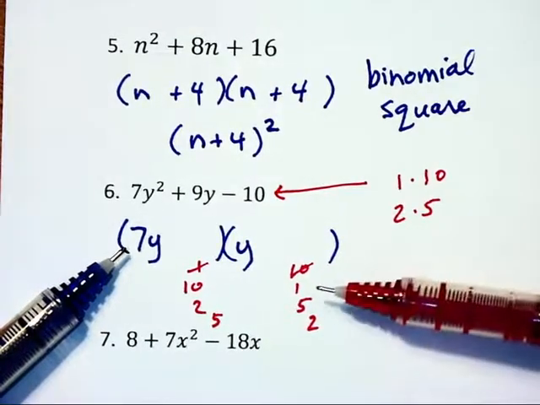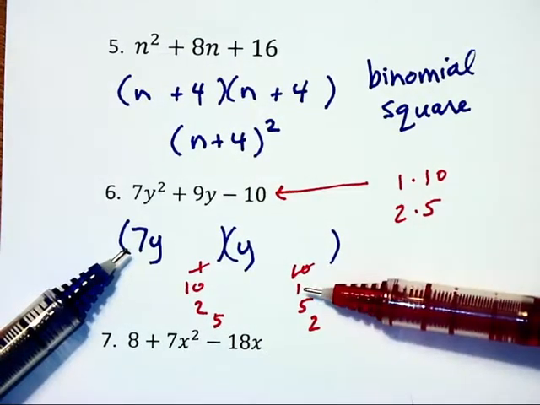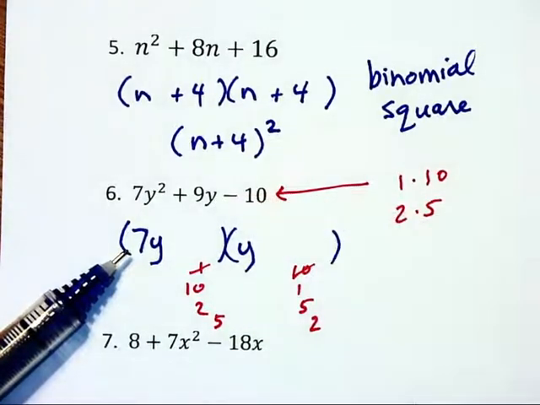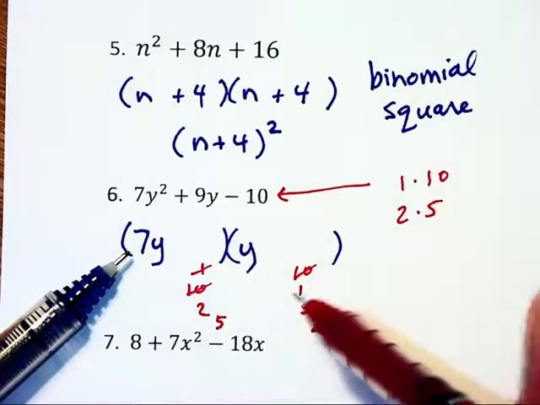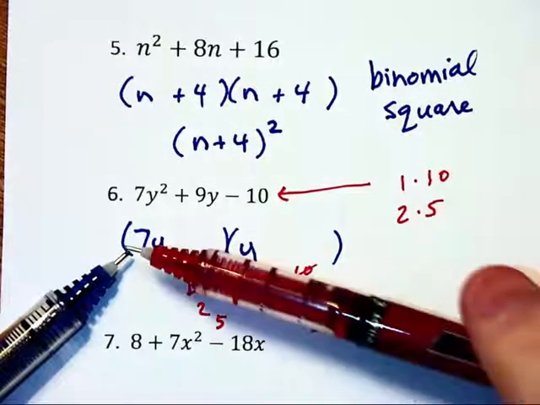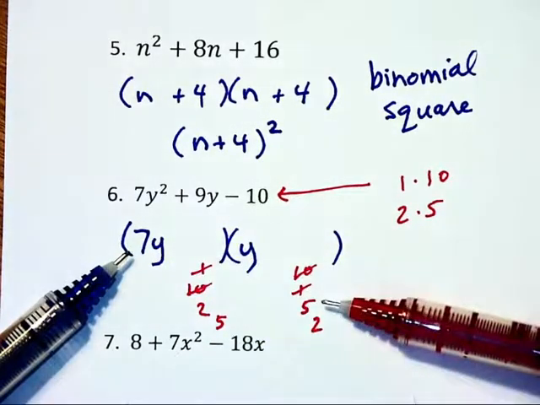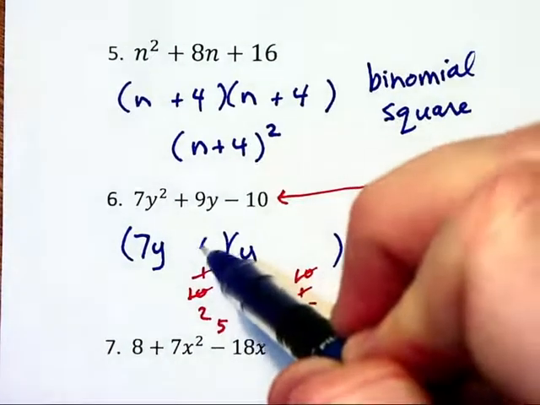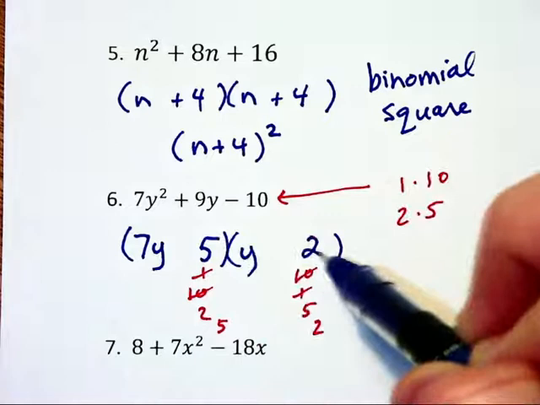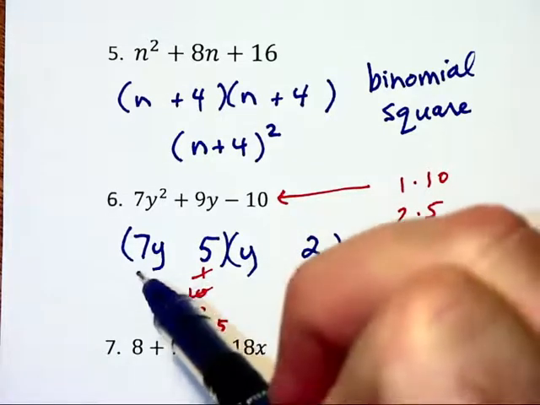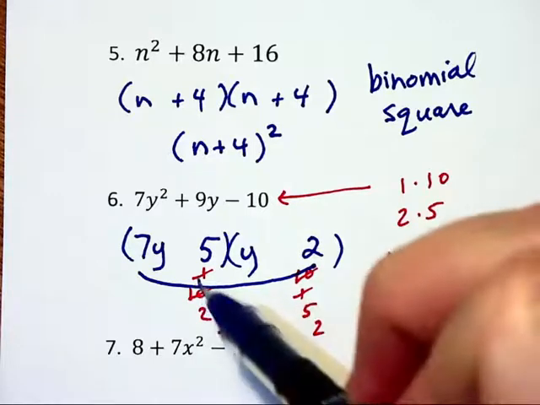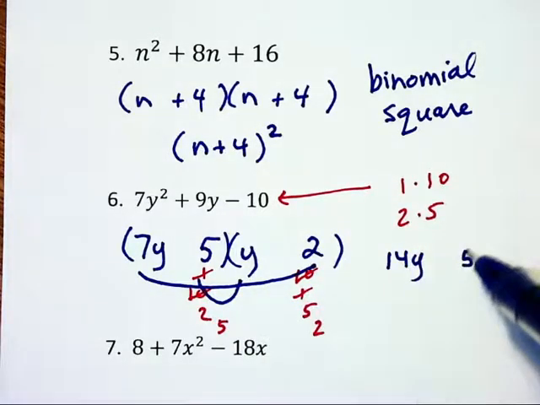If you go with 10 and 1, 7 times 1 is 7. And then we'd have an inner of 10. 7 and 10 are not going to make that 9 either. Likewise, when I go 7 times 5, 35, that's a little bit large also. So I'm going to try this last combination of 5 and 2. On the outer, I have a 14y. On the inner, I have a 5y.